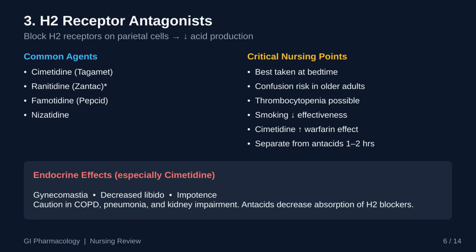H2 receptor antagonists block histamine receptors on parietal cells and decrease acid production. Common agents include cimetidine, ranitidine, famotidine, and nizatidine. Key points: give at bedtime, watch for confusion in older adults, thrombocytopenia can occur, smoking decreases effectiveness, and cimetidine can increase the effect of warfarin. Cimetidine is also associated with endocrine effects such as gynecomastia and decreased libido.